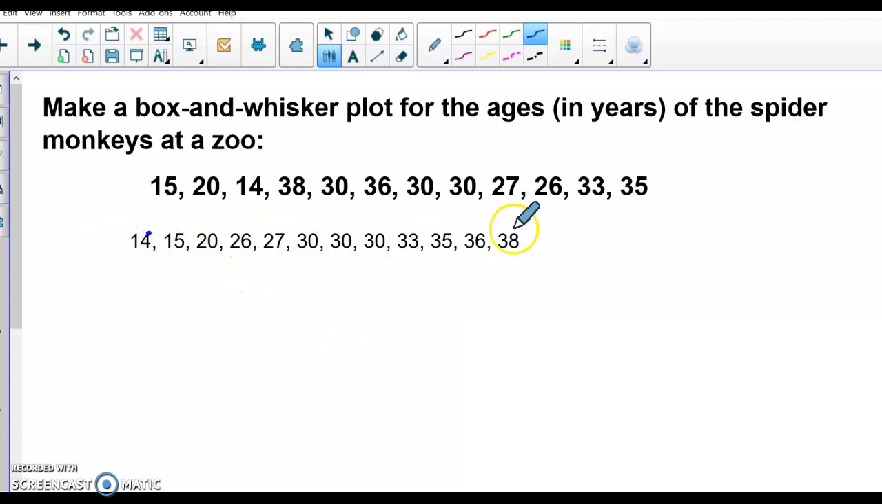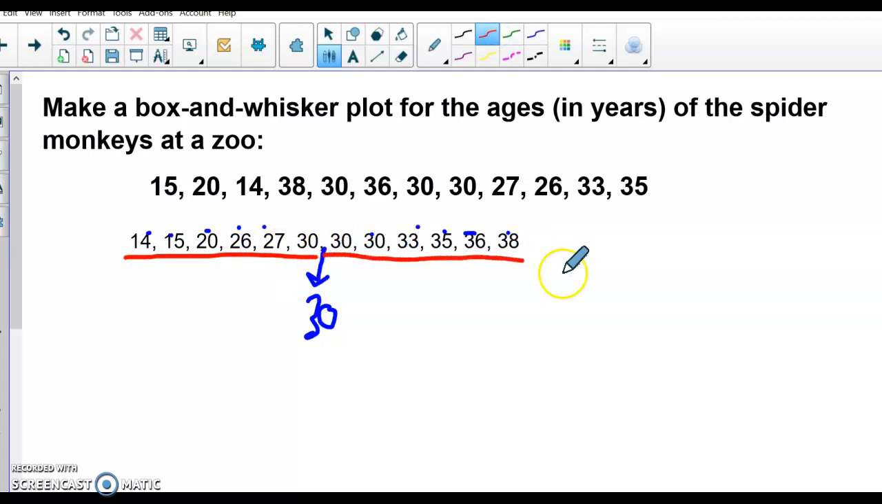So low, high, lowest, highest, lowest, highest, lowest, highest, lowest, highest, and then you have a tie for median between 30s. So when you have a tie, you add them up and find the average. So 30 plus 30 is 60. 60 divided by 2 is 30. So your median is 30. And then you break it up into, here's your lowest half from your median, and then from my median up to my highest number is my upper half of your data set.